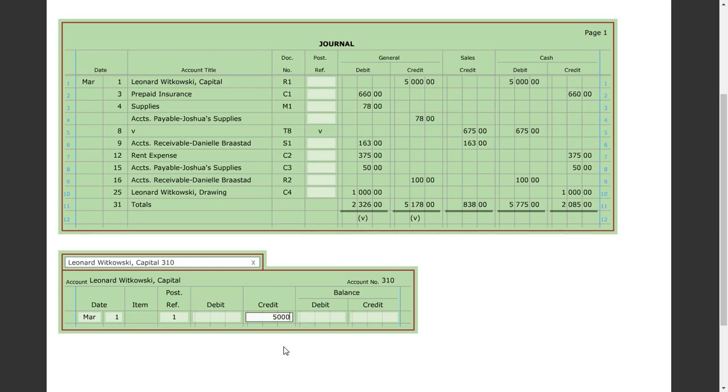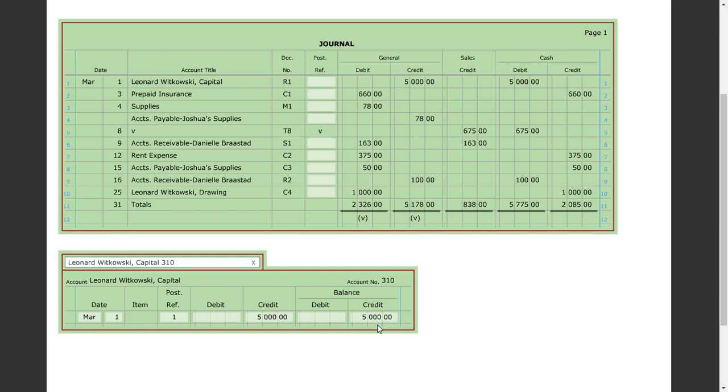Before this was put in my capital account, what was my balance there? Before this $5,000? Zero. So if I started with 0 and I credited it $5,000, my balance is a credit of $5,000. If I have 2 credits, I add. If I have 2 debits, I add. But if I have a debit and a credit, what do I have to do? Subtract.